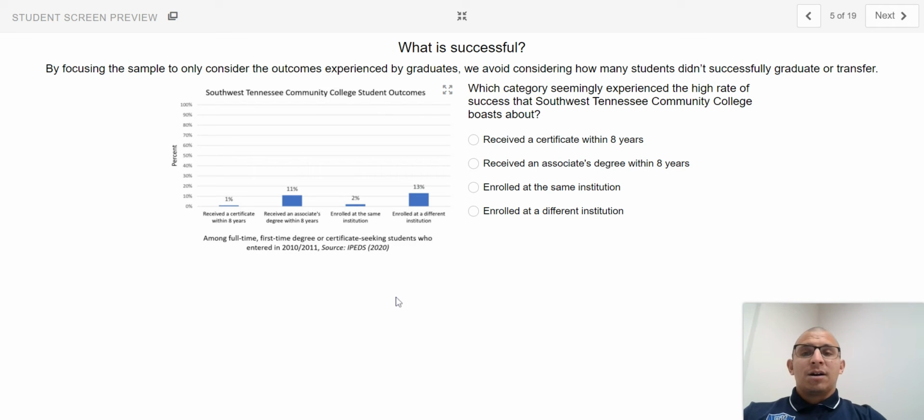Here is the data for full-time, first-time degree or certificate-seeking students who enrolled in 2010 and 2011. You should be able to notice that it does not seem like we are bouncing off the walls when it comes to academic success here. For whatever reason, I can't draw causality, but by focusing our sample here, Southwest Tennessee Community College, to only consider the outcomes experienced by graduates, we're ignoring the amount of students that didn't successfully graduate and/or transfer, right?